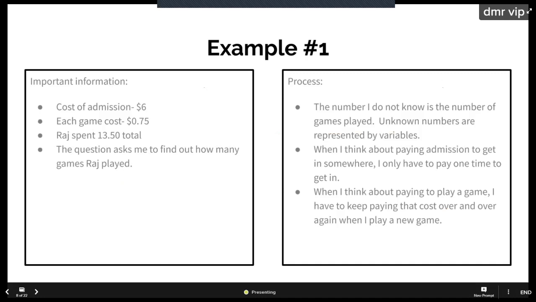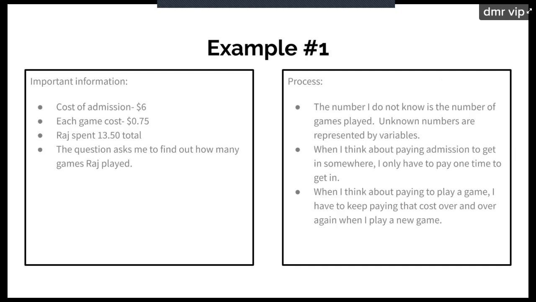All right, so I pulled out the important information. Cost of admission is $6. Each game costs 75 cents. Raj spent $13.50 total. The question asked me to find out how many games Raj played. So if I'm going to try to process through this information, here's how, as your math teacher, I think about this problem. The number I do not know is the number of games played. That's literally what the question is asking you. Unknown numbers are represented by variables. Remember, that's your cardboard cutout, that's your stand-in.